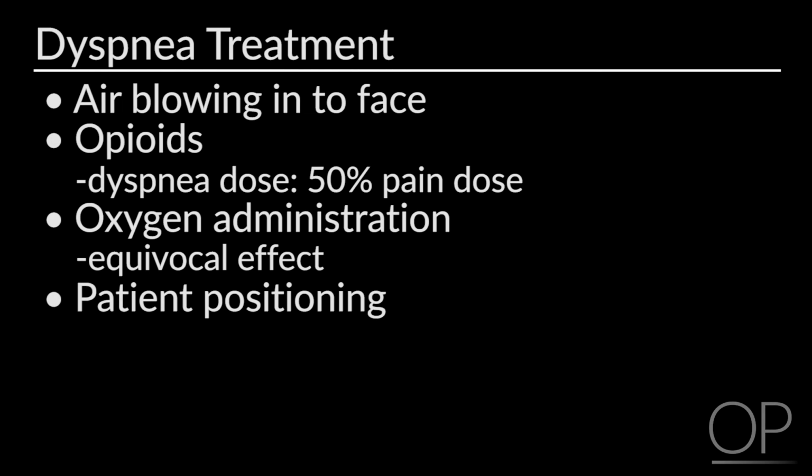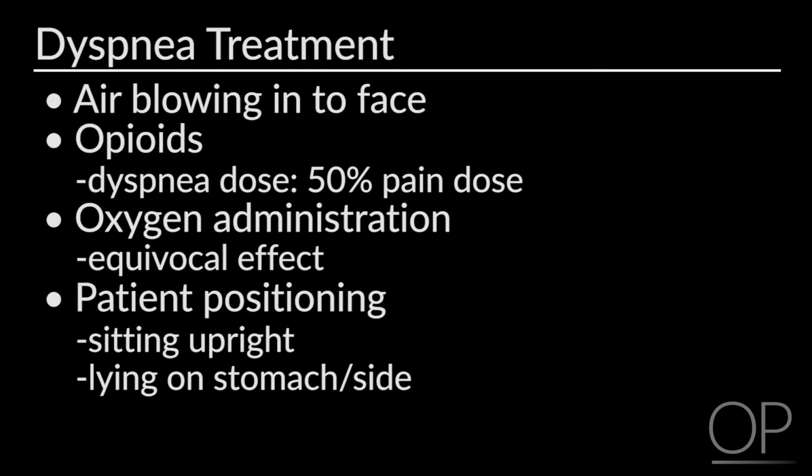And then positioning of the patient can often be helpful. Sometimes lying flat is very difficult for patients, but sitting propped up or lying on their stomach or side is often easier. And again, working with the family and the patient to find the most comfortable position to treat the dyspnea is important.